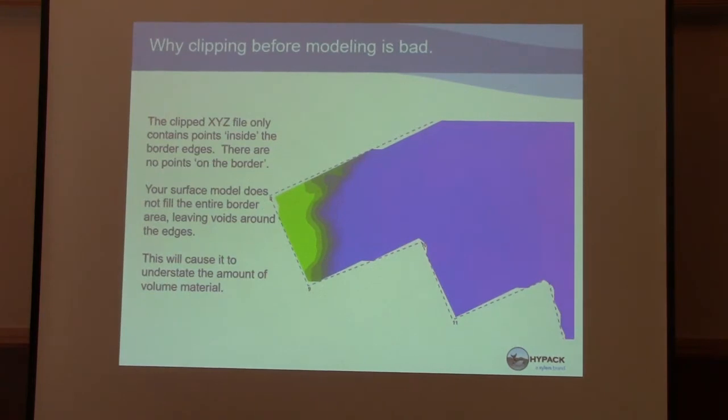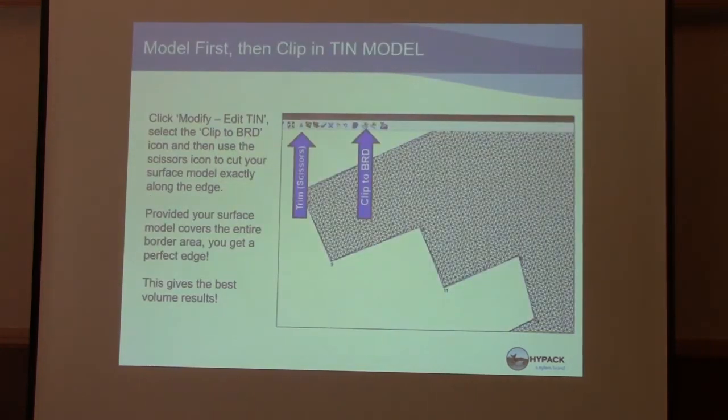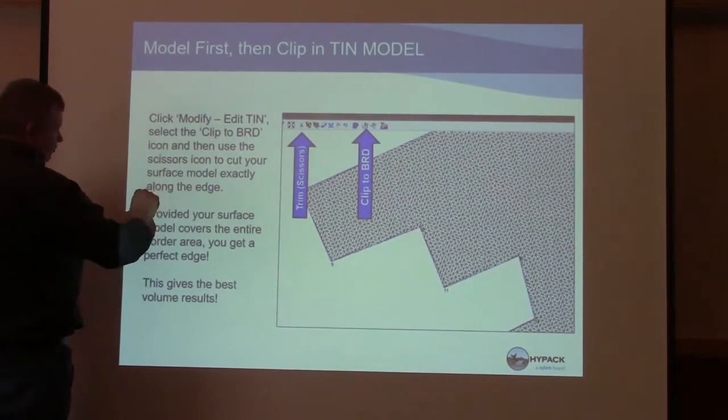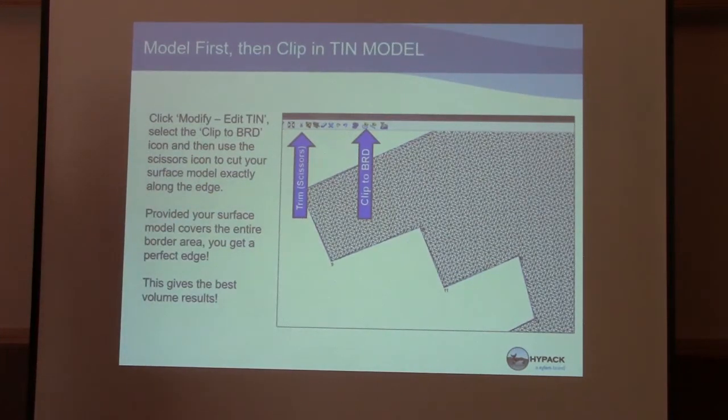also, if you go into edit tin and then open Trim, the border file and trim it that way, it gives you the same volume, right? Right, it trims right to the edge of the border. This is exactly what you were just talking about. And here, if you clip, modify, edit tin, use the scissors and cut your surface, it'll cut the model exactly along the edge and it'll generate points along that edge so that you have data right up to the edges of the border. Everyone follow what we're talking about?